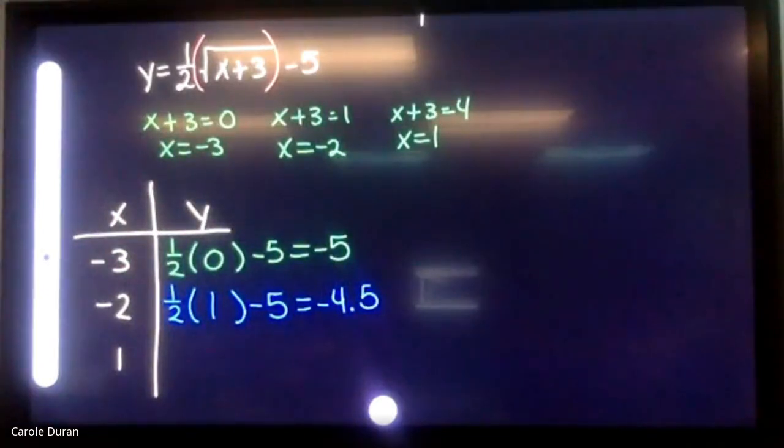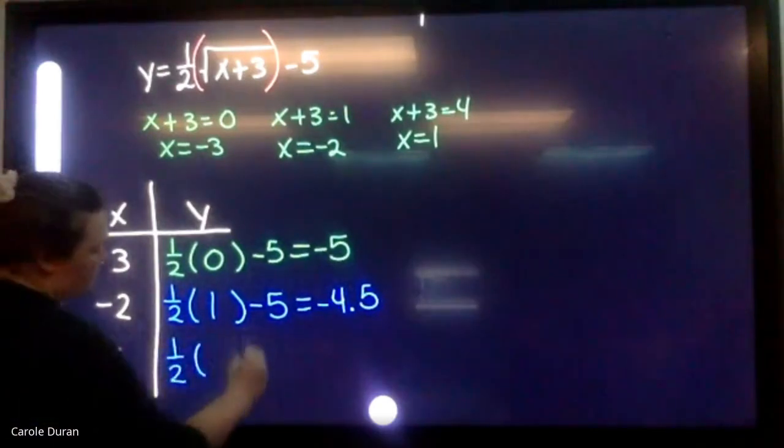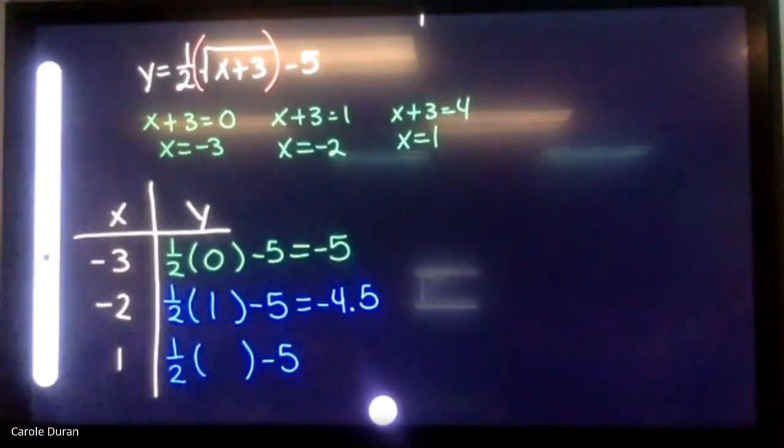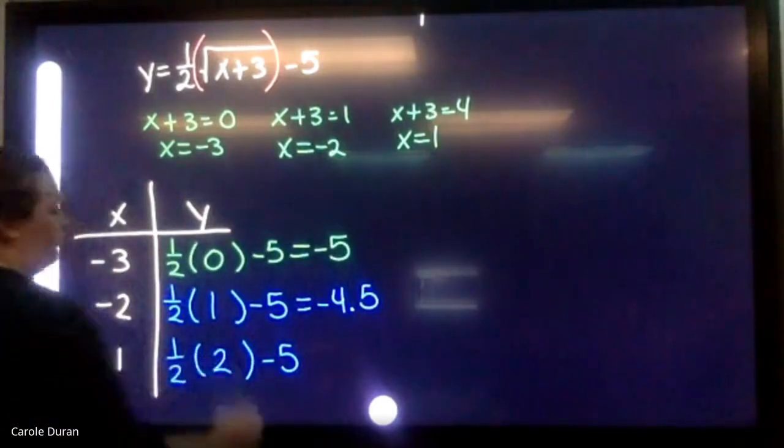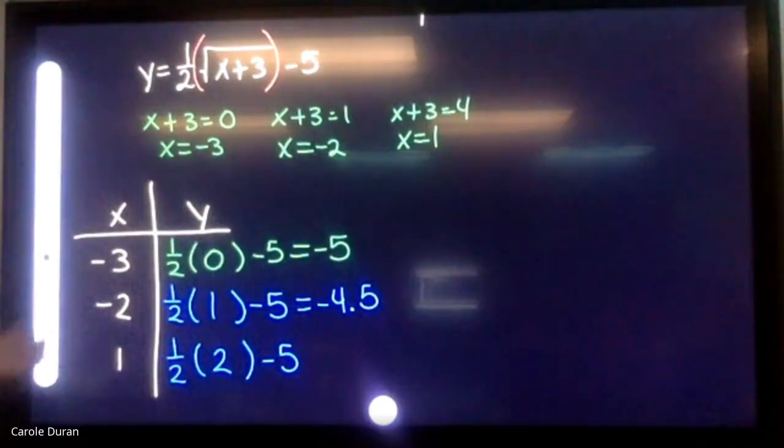And then we do the same thing for 1. So when I plug 1 in, I get 1 plus 3 is 4. What's the square root of 4? 2. And I go ahead and multiply 1/2 and 2 together. What's 1/2 times 2? 1 minus 5, negative 4.